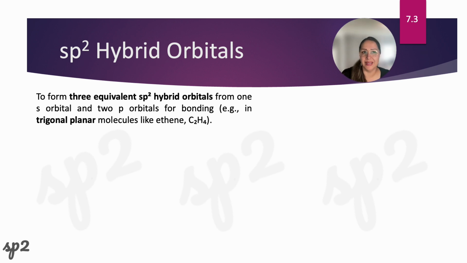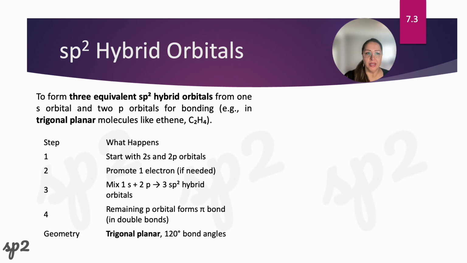Now we're going to be looking at the sp2 hybridization. To form the three equivalent sp2 hybrid orbitals from 1 s and 2 p orbitals for bonding, which is going to give us the trigonal planar molecule, something like C2H4, we need to have the following. I'm going to walk you through these steps. Bear with me. The first step is starting with the 2s and the 2p orbitals that we're hoping to have overlap. We're going to promote one electron, typically, that's what we need.